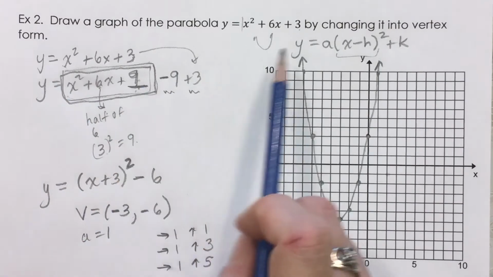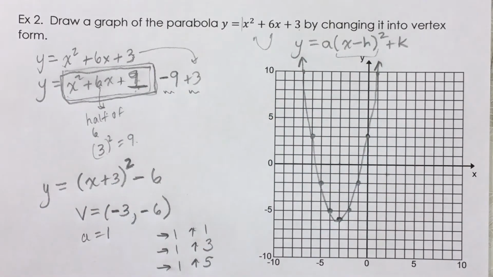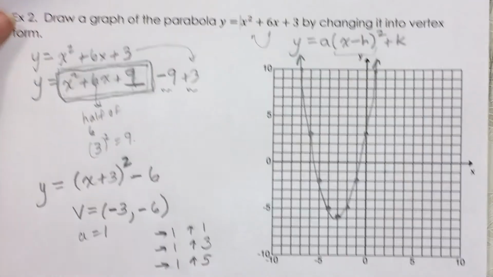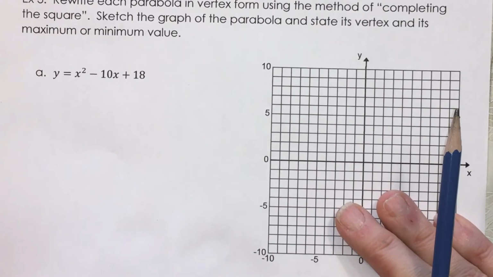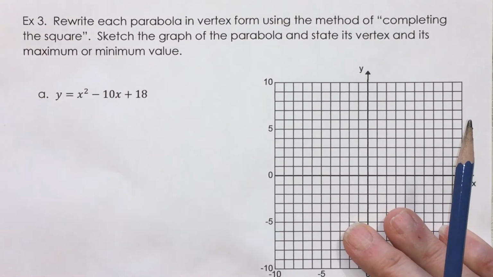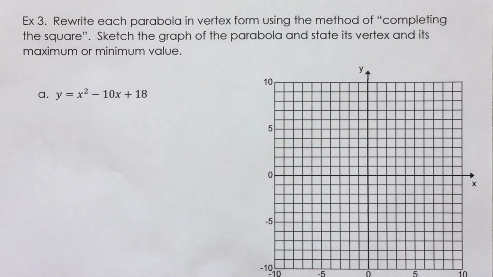Okay, so draw a graph of this parabola by changing it into vertex form. We did that. Okay, next question. All right, rewrite each parabola in vertex form using the method of completing the square. Sketch the graph of the parabola and state its vertex and its maximum or minimum value. Okay, so first step, rewrite each parabola in vertex form using the method of completing the square.